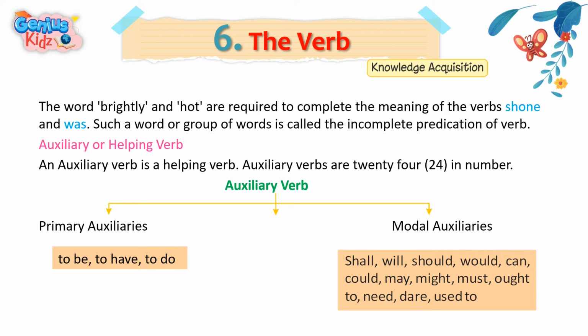Auxiliary or helping verb. An auxiliary verb is a helping verb. Auxiliary verbs are 24 in number. Auxiliary verbs: primary auxiliaries and modal auxiliaries. Primary auxiliaries: to be, to have, to do. Modal auxiliaries: shall, will, should, would, can, could, may, might, must, ought to, need, dare, used to.